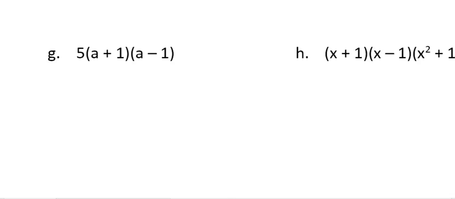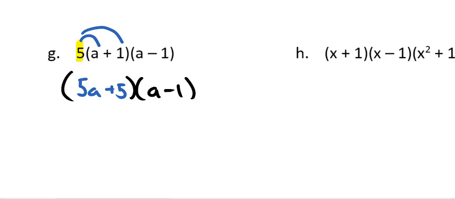G. Okay. One of the very first things you can do for a question like this is that this 5 on the outside, you can just distribute that into the first bracket. So you would get 5a plus 5, and that's all in a bracket, times the bracket a minus 1, and once again you just need to FOIL this out now. So 5a times a, that's going to be 5a squared. It's a squared because there's an a term and an a term, right? So a variable times a variable is the variable to the second power. And then I would do 5a times minus 1, which would be negative 5a.